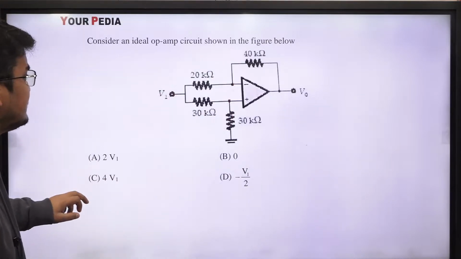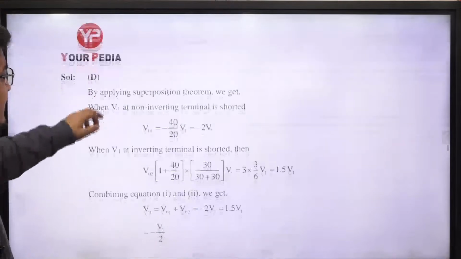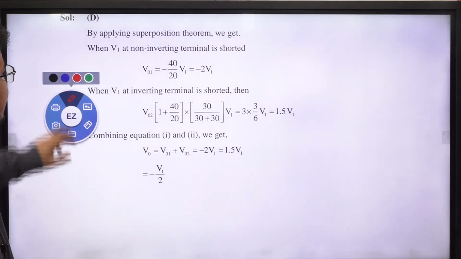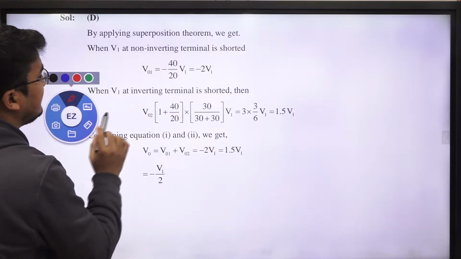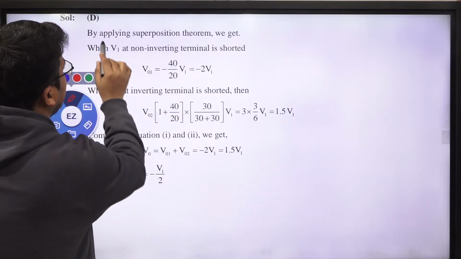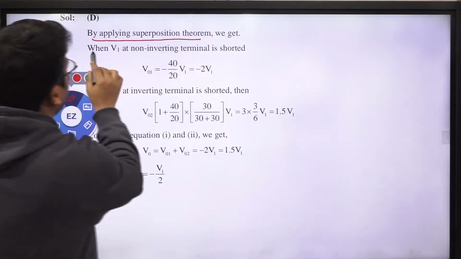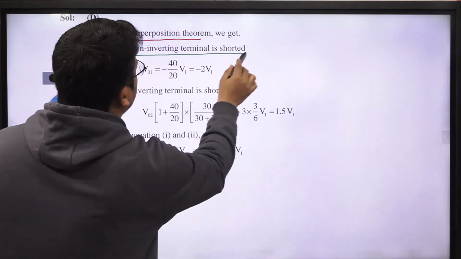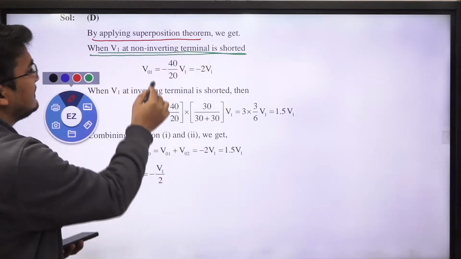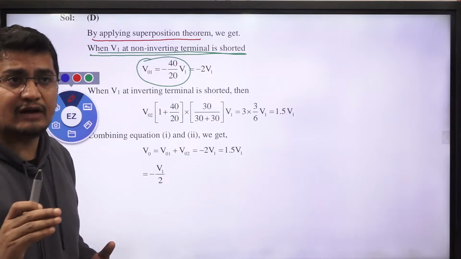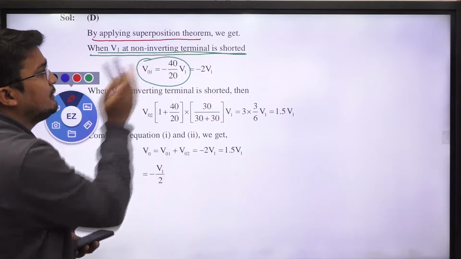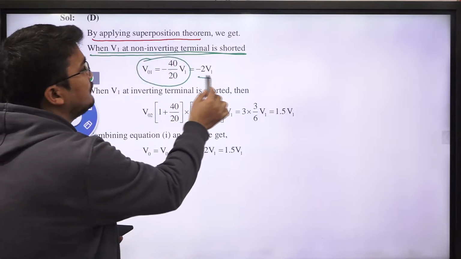So you can see the solution I have made here. I'm not wasting time. First, when I consider the input at the inverting terminal, by applying the superposition theorem, V1 at the non-inverting is short circuited, which means we are considering the input at the inverting only. What will that be? That will be minus RF upon R1, that is minus 40 upon 20 into V1. We will get minus 2V1.